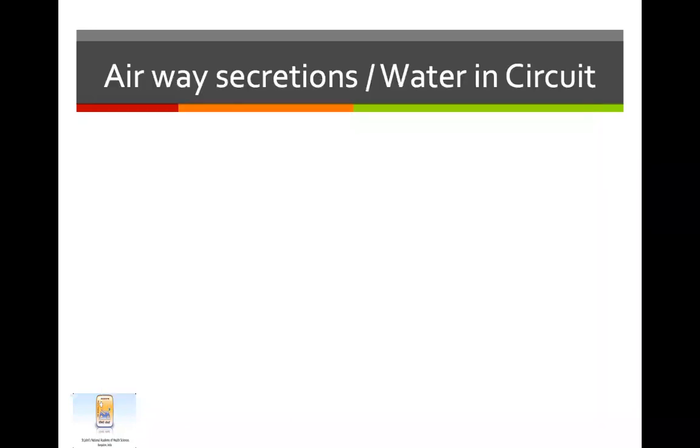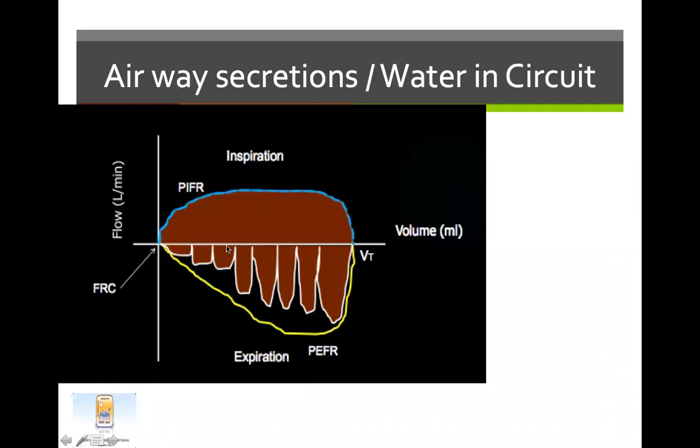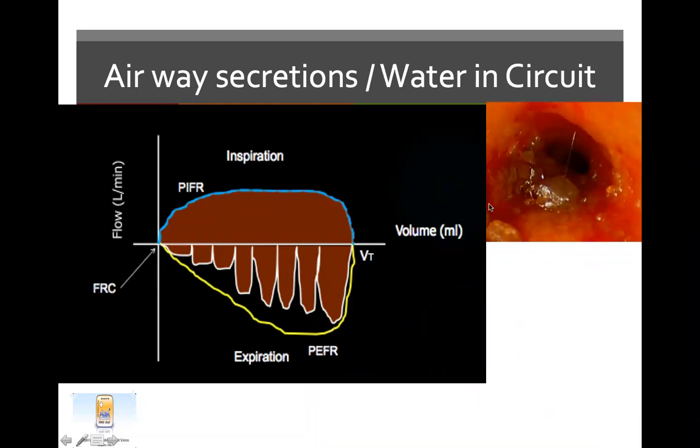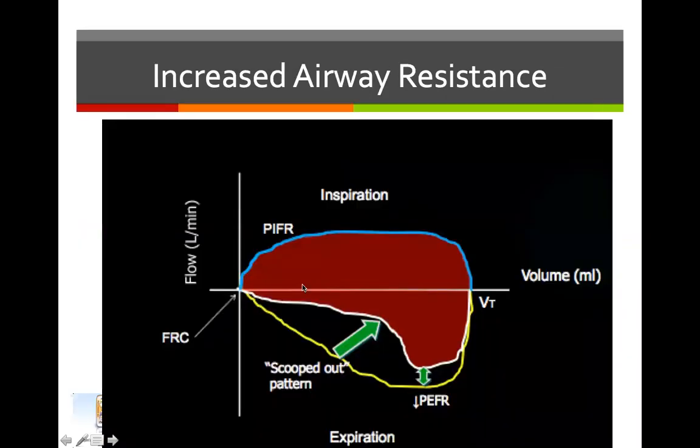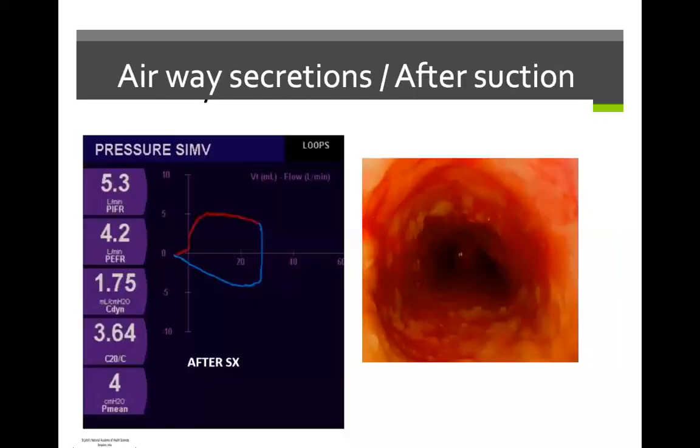Then the airway secretion or the water in the circuit. This will be seen like a zigzag during the expiration. It will not be seen in the inspiration mainly. If it is too much, then only you will see it in both places. And when you look at here, there will be a lot of secretion. And when you did the suction, this is clear and this also cleared here. Or water in the circuit will give the same shape.